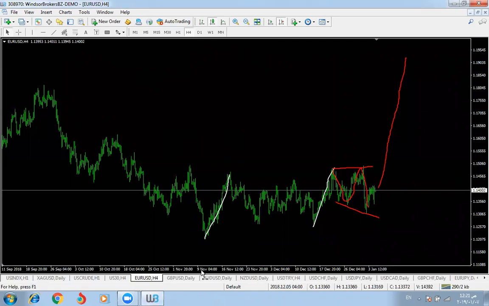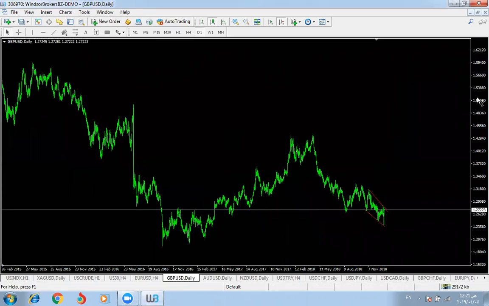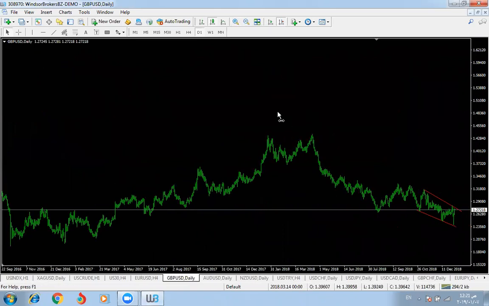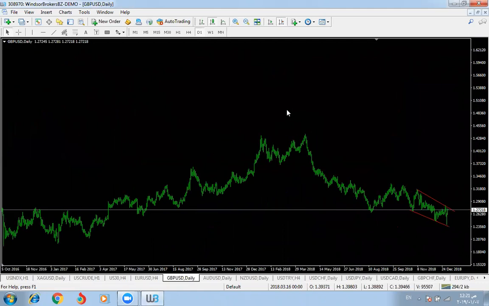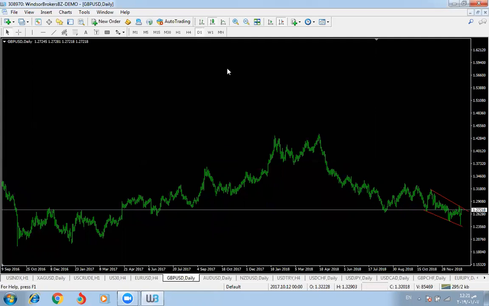This is for the euro. Let me move into the pound. Actually, we have a very nice structure for the pound, and we should make a very nice trade right there because the pound is moving very fast. This is the daily time frame, and I will give you a quick view for the count of the pound.